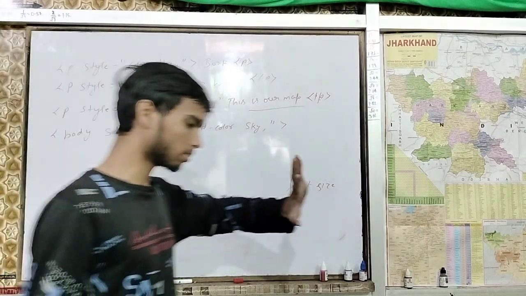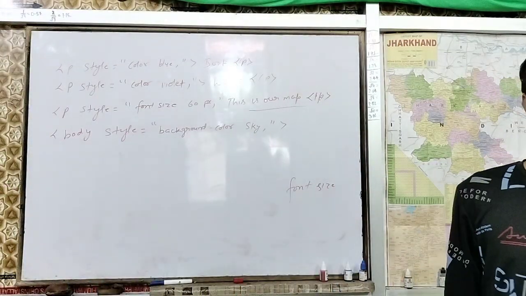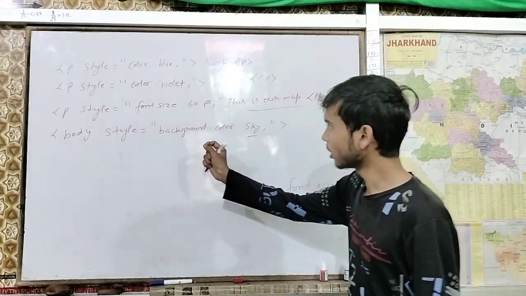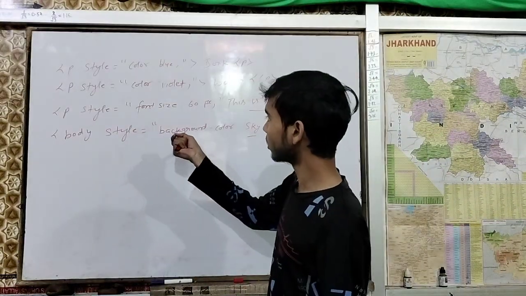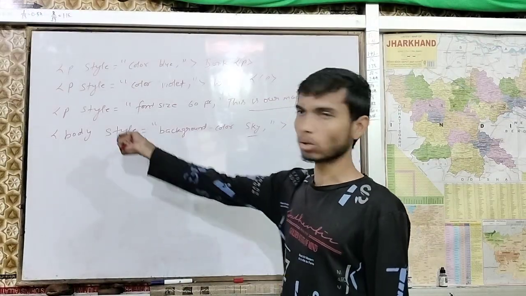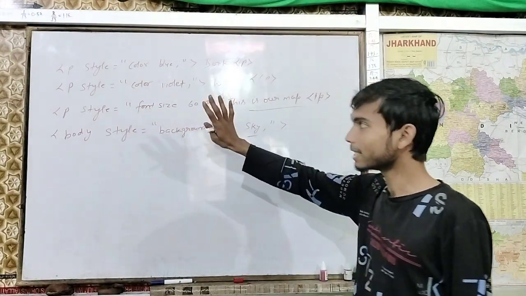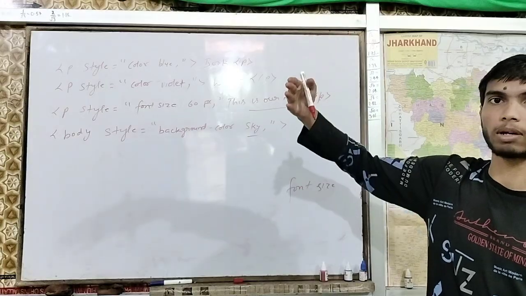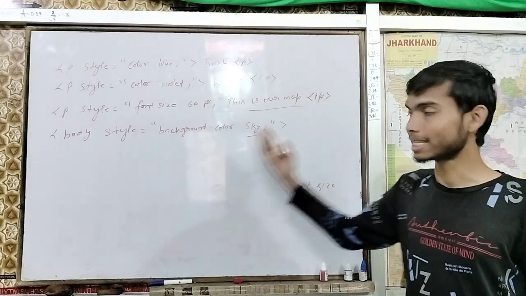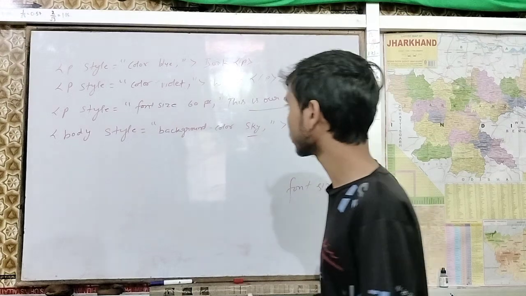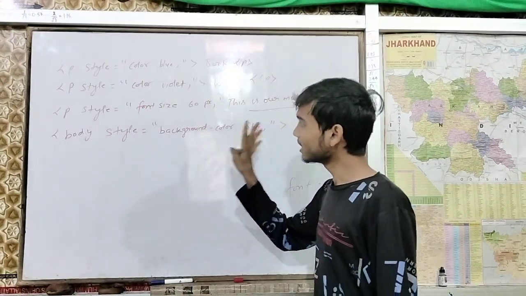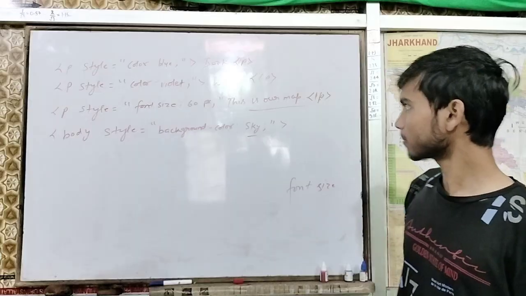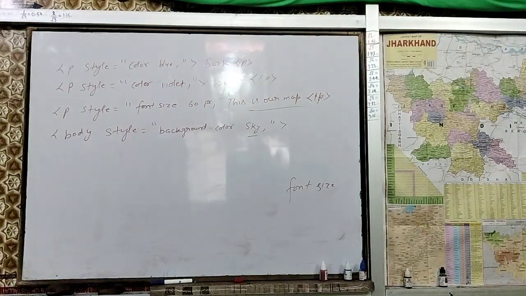Here our color of our body of a website will be what? A sky. Here we gave a color to our HTML so that it can display our body of our website as a sky color. So that is how you can change color of the body of your website.